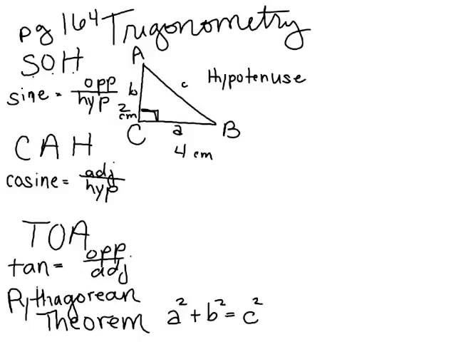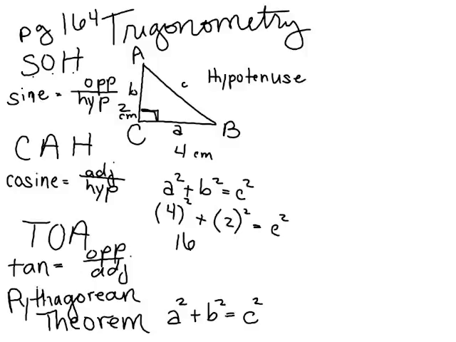So to find my hypotenuse, my side length C, I use the Pythagorean theorem. A squared plus B squared equals C squared. And just like in algebra, I put in some brackets where my variables are. So A squared is 4 squared. And then b squared is 2 squared. So a squared plus b squared equals c squared. 4 squared, 16. 2 squared, 4, equals c squared. So 20 equals c squared.